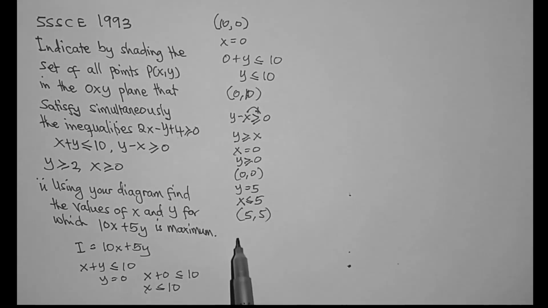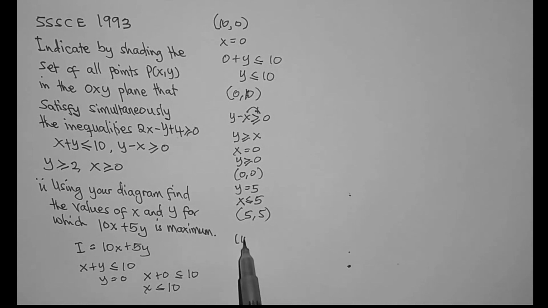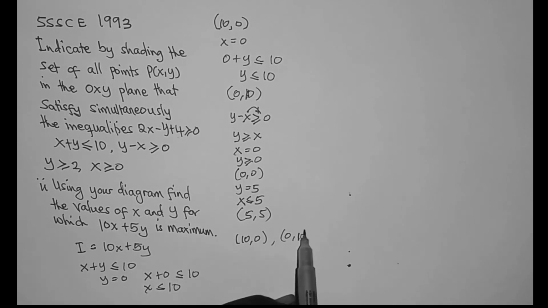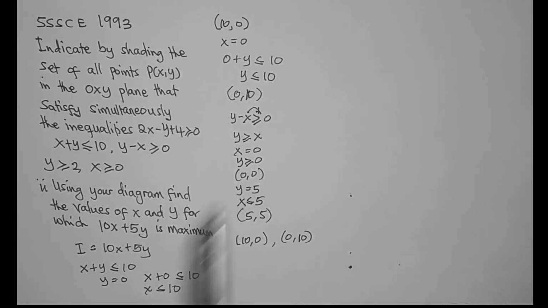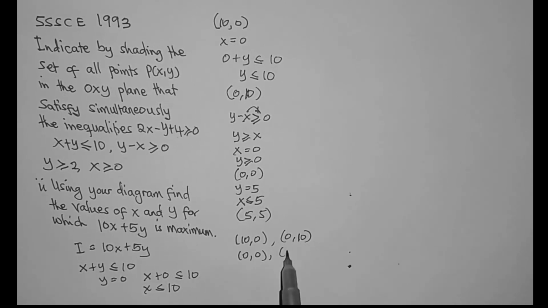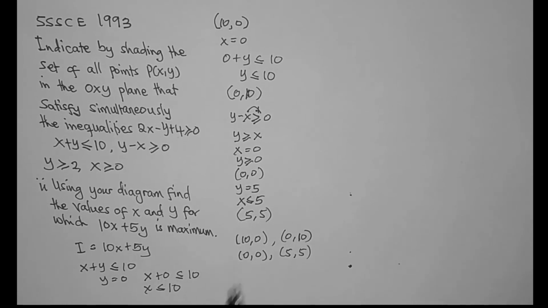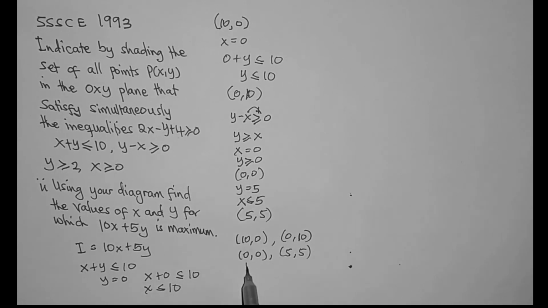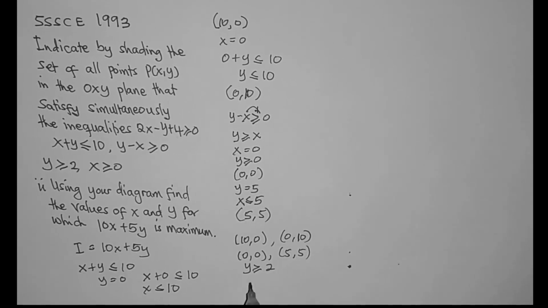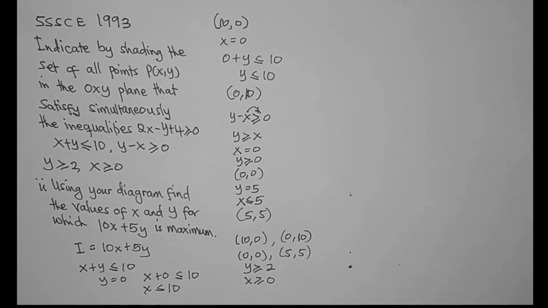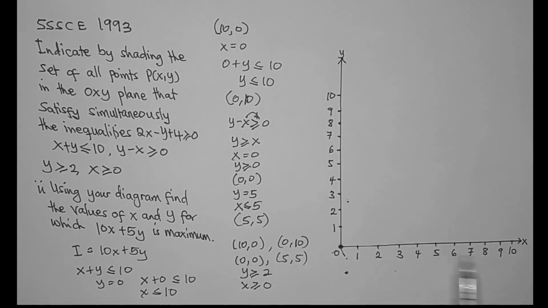The first coordinates are 10, 0 and then 0, 10. Then for the second one we have 0, 0 and 5, 5. Then the next one is this line, y is greater than or equal to 2, y equals 2, and x greater than or equal to 0, which is the same as the x-axis. So let's then sketch the graph. This is how we begin the graph.